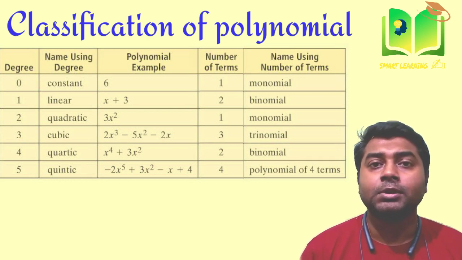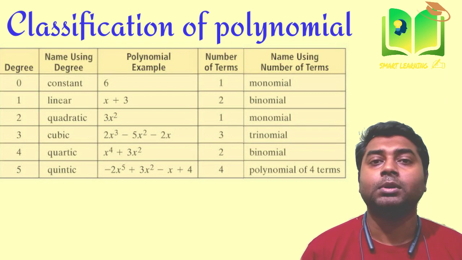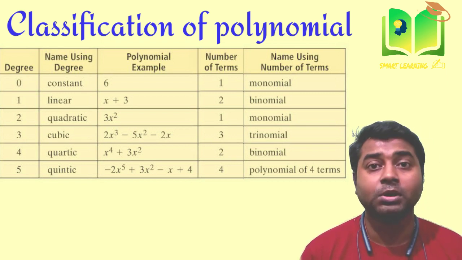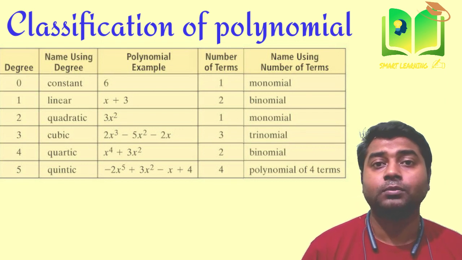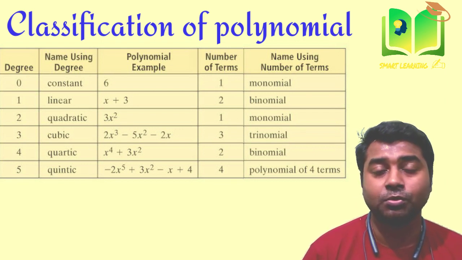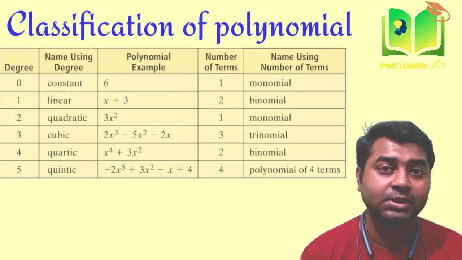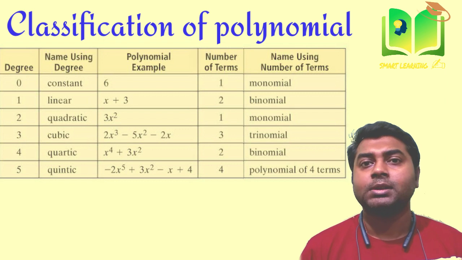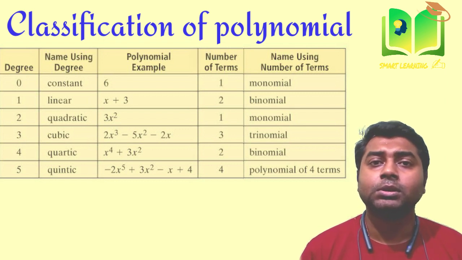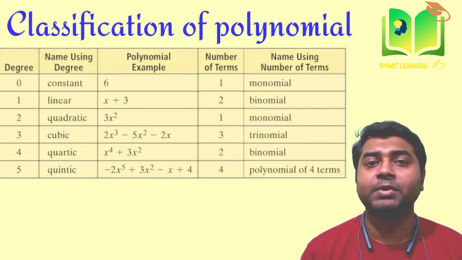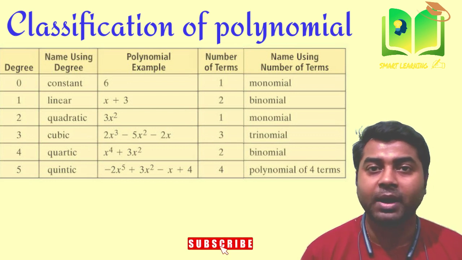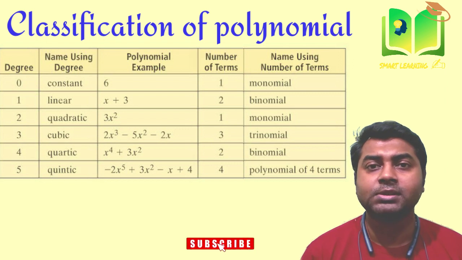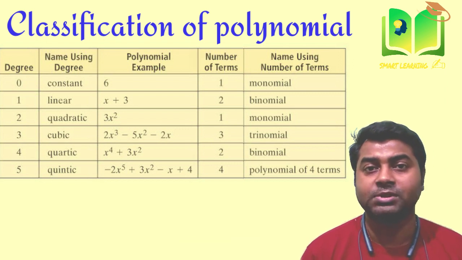Okay. Now come to the second part, that is, according to terms. If there is only one term, suppose 2x or only 2 or 4x square or 7x cube, only one term is there, at this time it is known as a monomial. Suppose there are two terms, 7x plus 3 or 4x square minus 5x, this type of polynomial is known as a binomial because two terms are there.